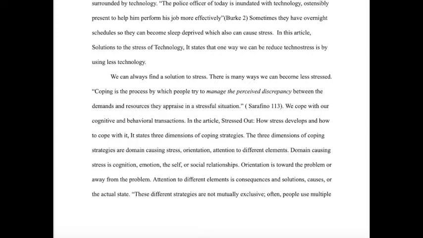I also put in that we can always find a solution to stress. There are many ways we can become less stressed. "Coping is the process by which people try to manage the perceived discrepancy between the demands and resources they appraise in stressful situations." And that was by Serafino, and then the number of the page that I found that on. And then at the end, I just put all the articles that I found my information from about stress in America.